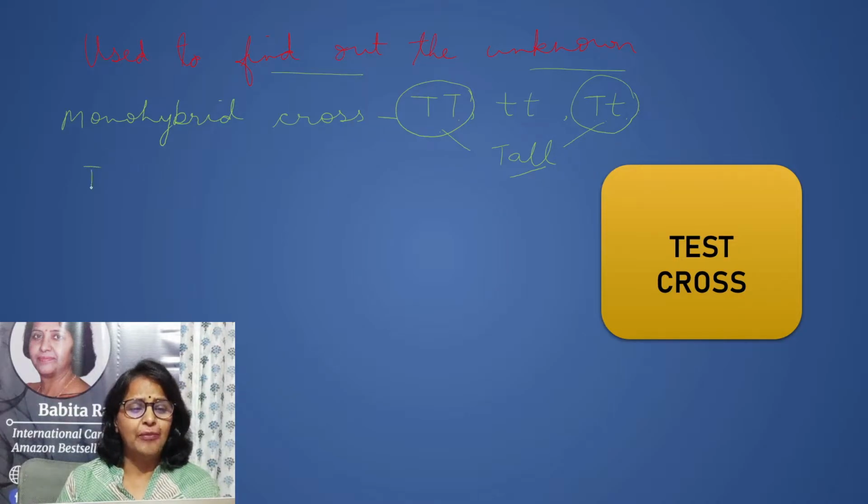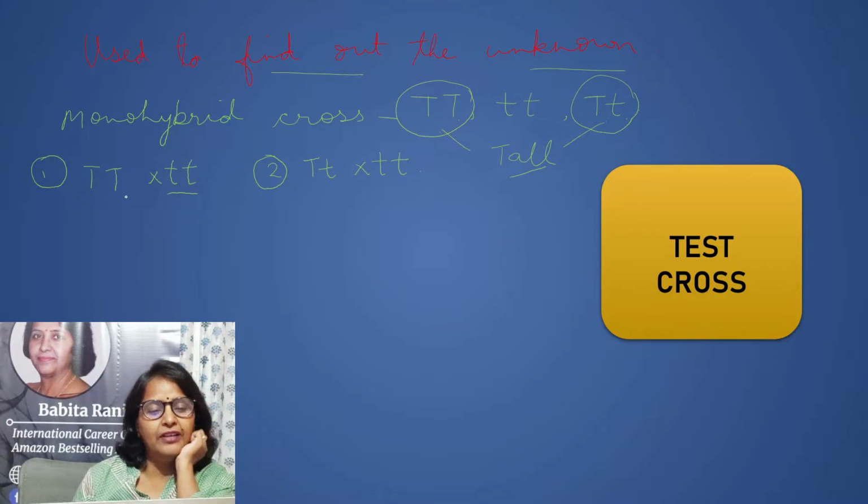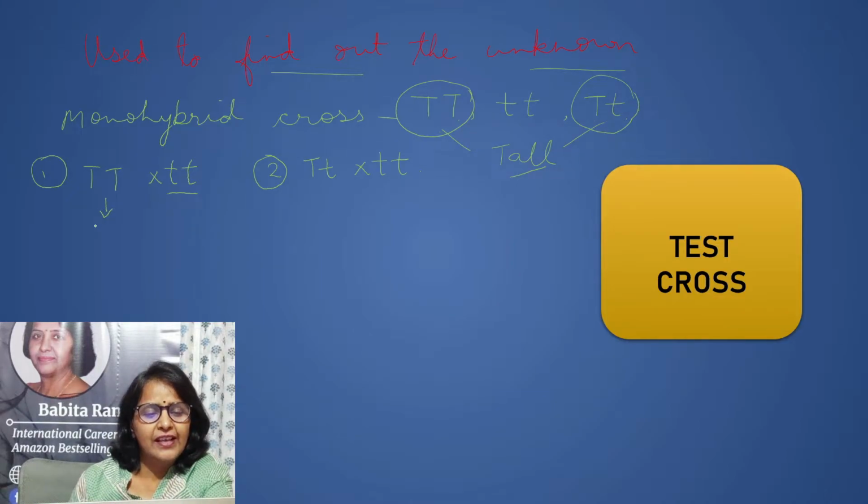We take capital T and cross it with small t, or this is one, another is capital T small t and cross it with the same homozygous recessive plant. What will happen? This we have studied earlier also many times. So what will happen in this case? Only one type of gamete will be formed. So all the F1 will be tall.